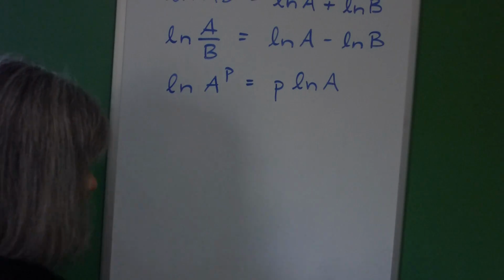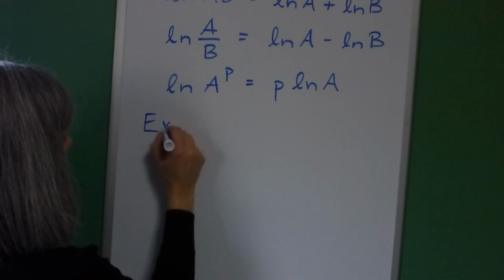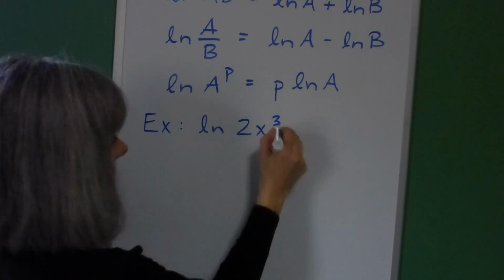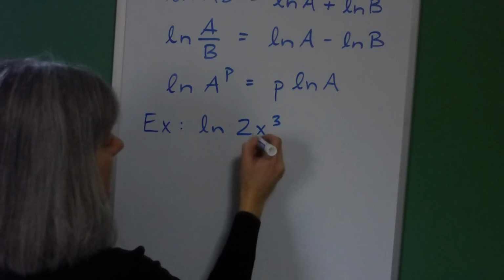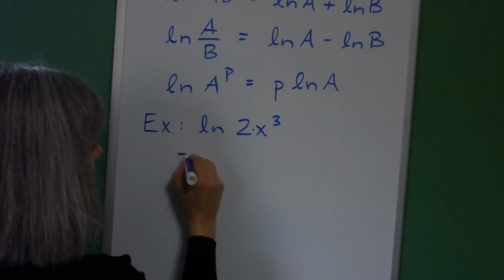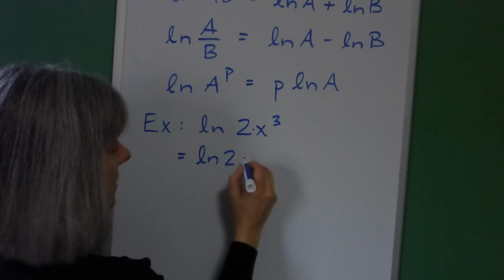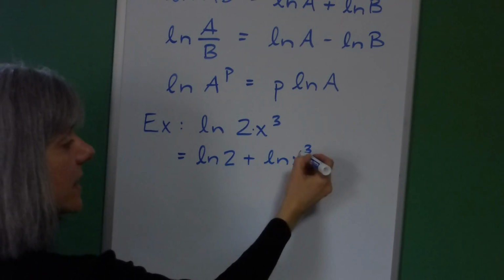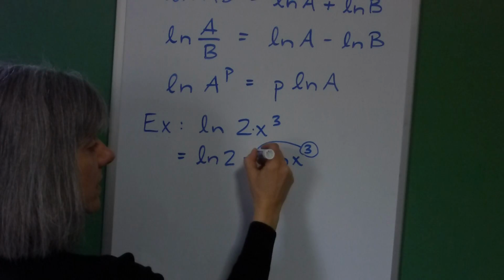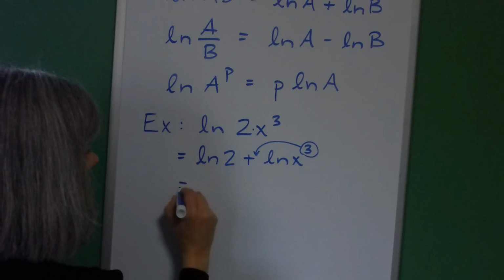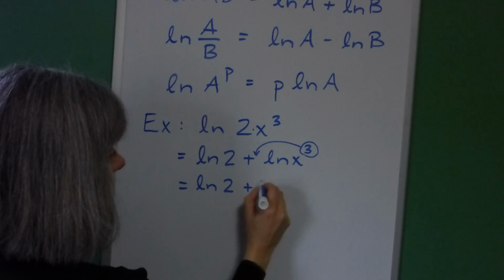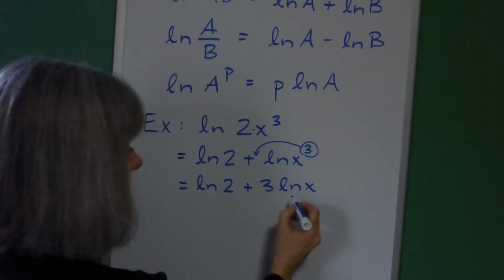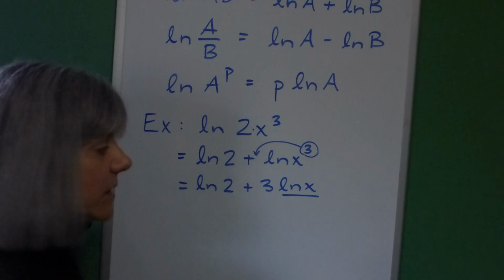Let's do these examples. ln 2x cubed. All right, the first thing I see is there's multiplication, so I'm going to rewrite that as addition. ln 2 plus ln x cubed. And then I see that I have this exponent. Remember, this can come down in front, so I'll have ln 2 plus 3 ln x. Now, have I gotten to the simplest that I can get to? Yes, this is a simple ln x, nothing else.